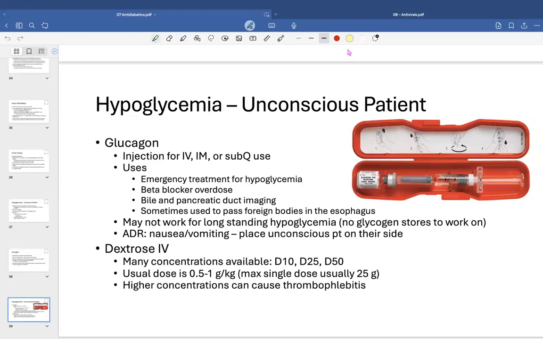Those glucagon kits are going to be for diabetic patients who are on insulin. Although you can get hypoglycemic on oral drugs, it's not usually going to be to the point where they get unconscious.